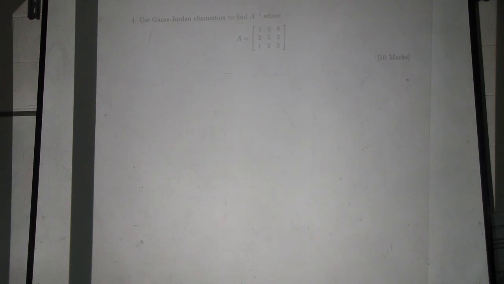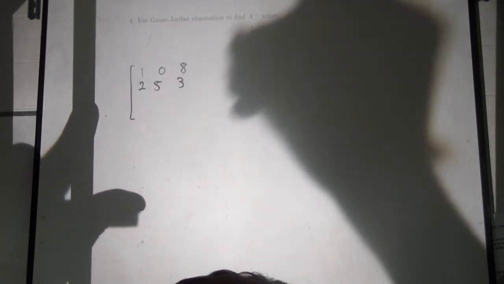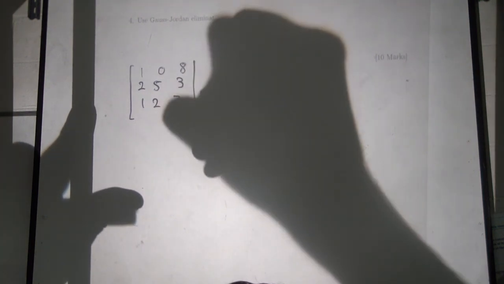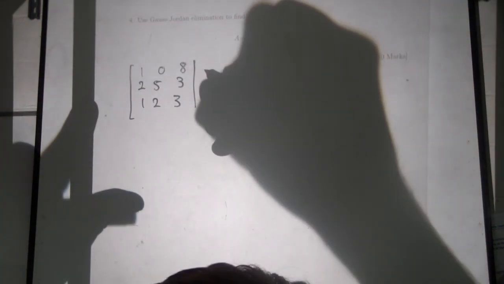Now this is your Gauss-Jordan. Now I don't want confusion between Gauss-Jordan elimination and Gauss elimination, because this is a completely different question. The one earlier on where we had an issue between Gauss elimination and Gauss-Jordan. This is finding the inverse of a matrix. So what you need to do is set this up: 108, 253. 1, 2, 3.